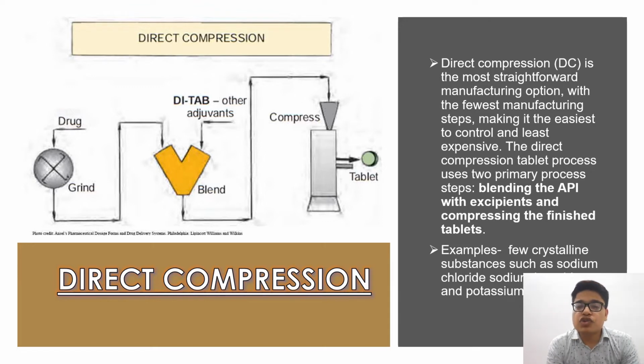Direct compression is the most straightforward and easiest process when it comes to granulation. It contains only two steps. First, blending the API with the excipient, and compressing the finished tablets. As you can see in the image, we put the drug in the grinder, then we blend it with the adjuvants, all the things we need to add like excipient, salt, etc. Then we directly compress to make the tablet. Examples of direct compression are a few crystalline substances such as sodium chloride, sodium bromide, and potassium chloride, etc.